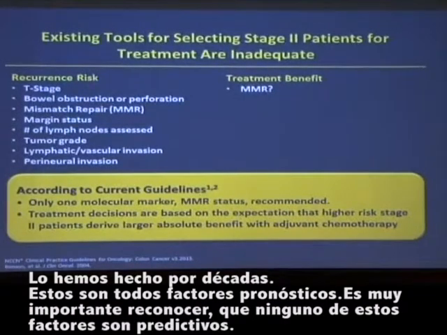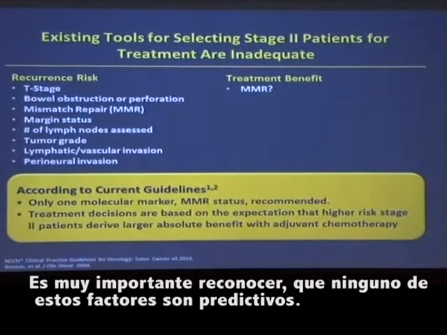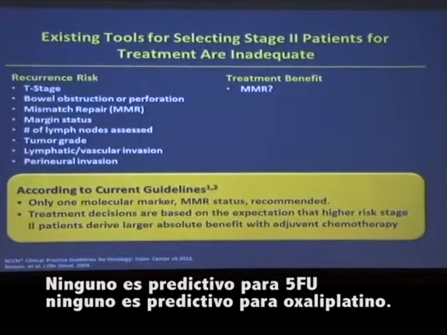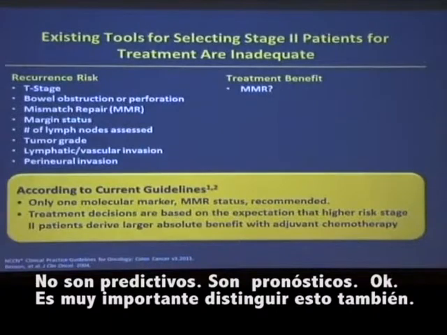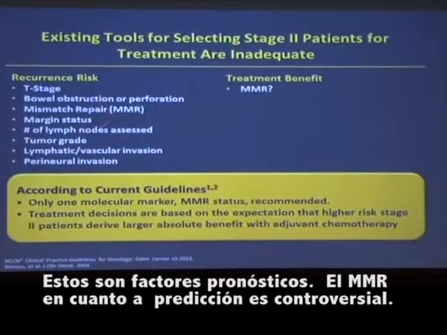We've done this for decades, okay? These are all prognostic factors. It's very important to recognize none of these are predictive. None of them are predictive for 5-FU. None of them are predictive for oxaliplatin. They're not predictive. They're prognostic, okay? Very, very important to distinguish the two. These are all prognostic factors.